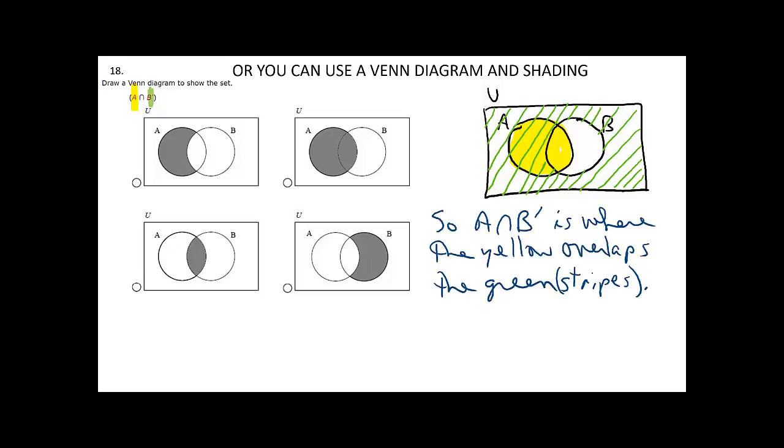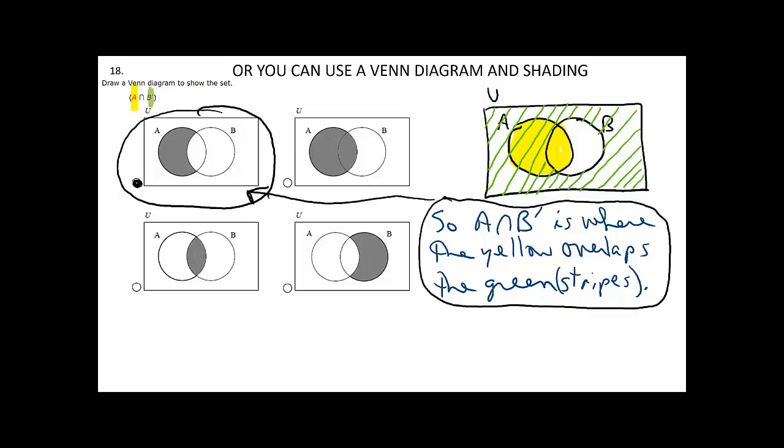And then the intersection is the overlap. So you want to look where the diagonal lines overlap the solid shading. And where the diagonal lines and the shading occur, again, is the area represented by the top left Venn diagram. So either way, you get the same answer.